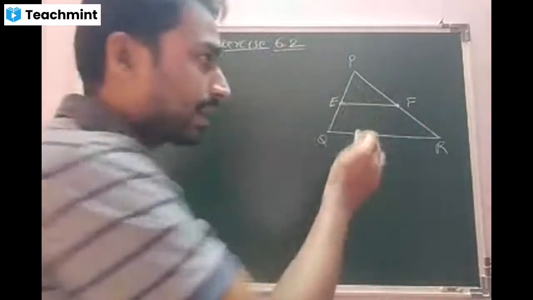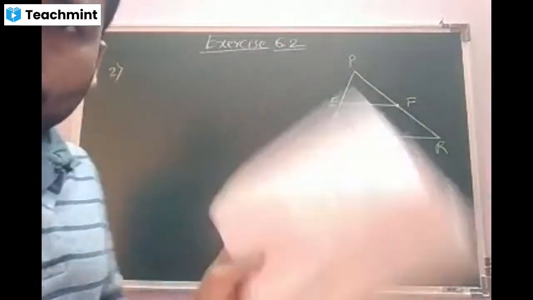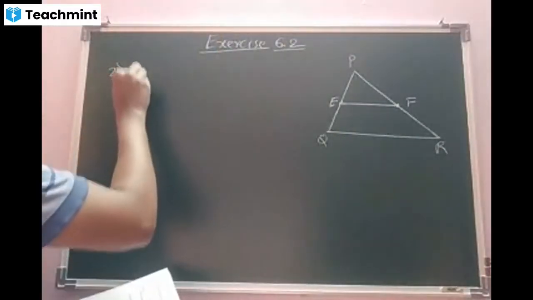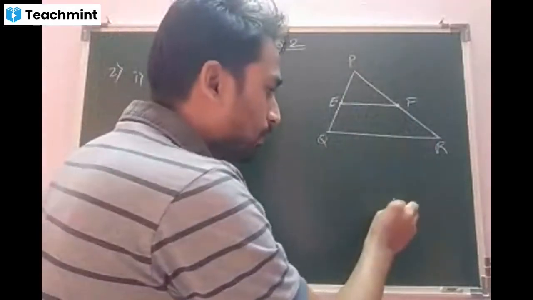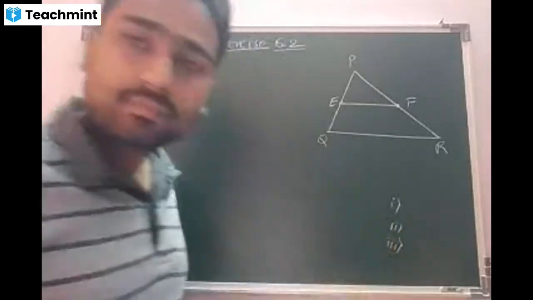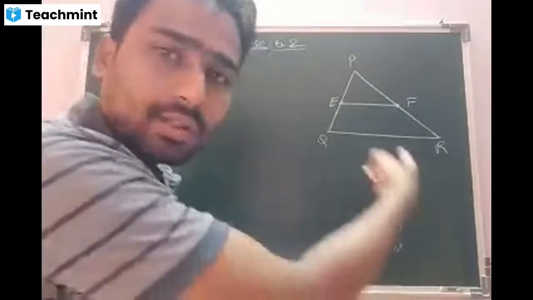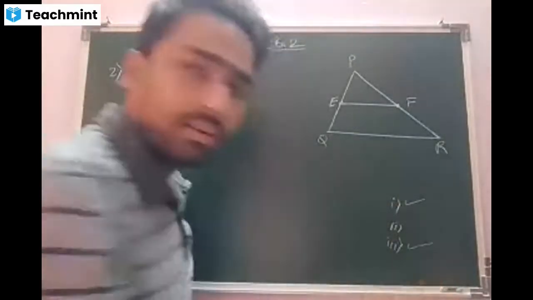In a diagram, it may look parallel, but don't decide by the diagram. We have to go according to the measurements. Is that clear, beta? Yes, sir. Now this diagram remains the same for all the sub questions 1, 2, and 3. Same diagram will be used for all the 3 sub questions. I'm going to solve the first one and the last one. Okay, beta?